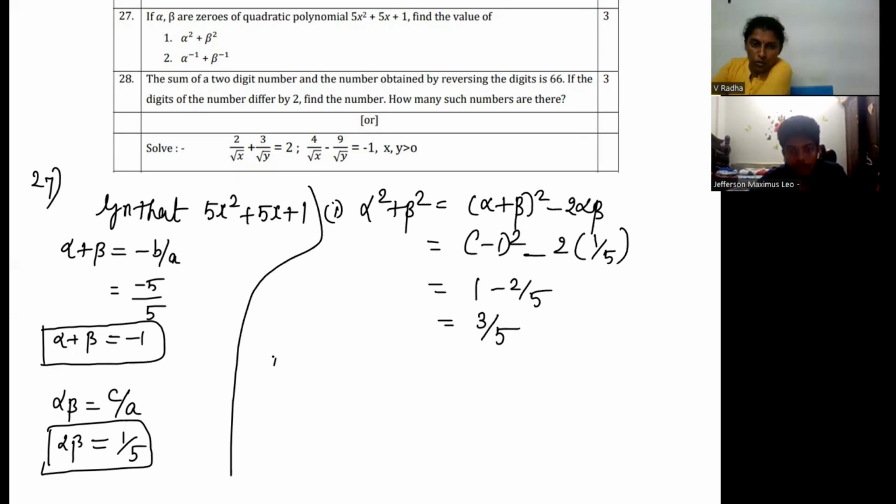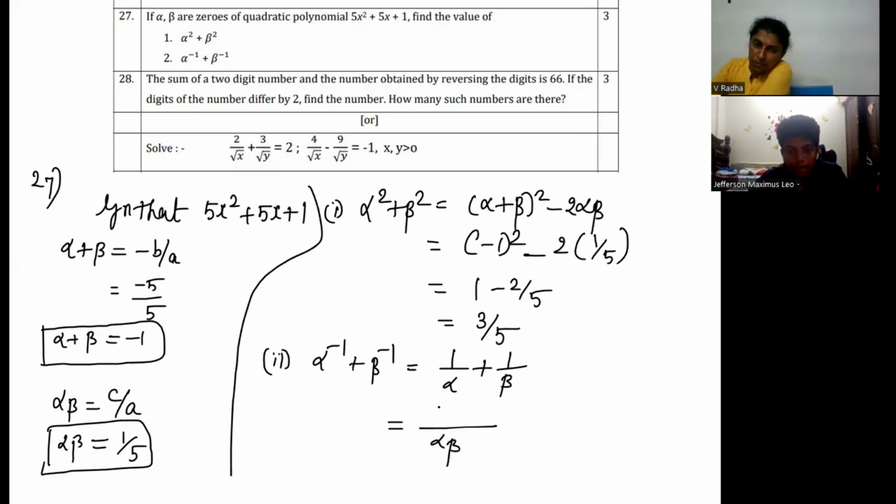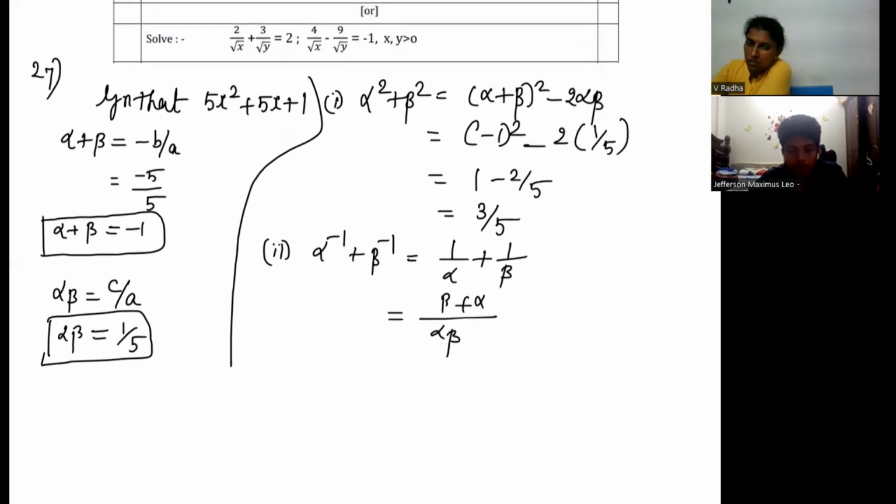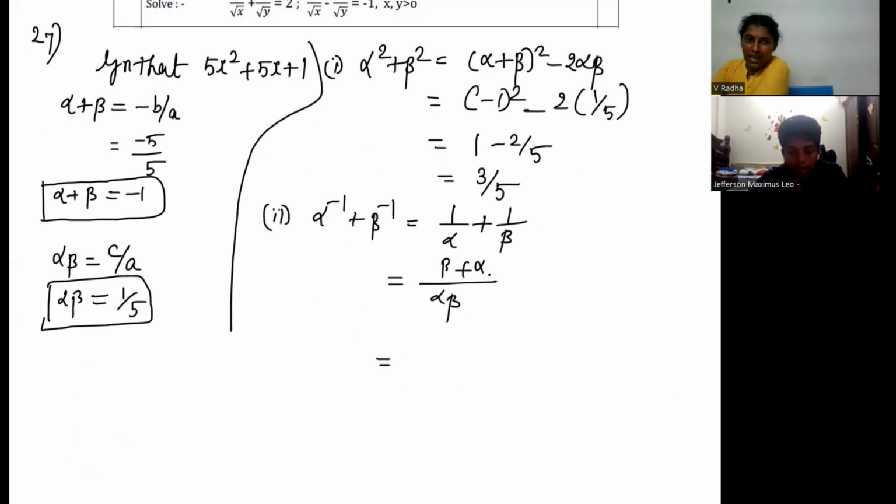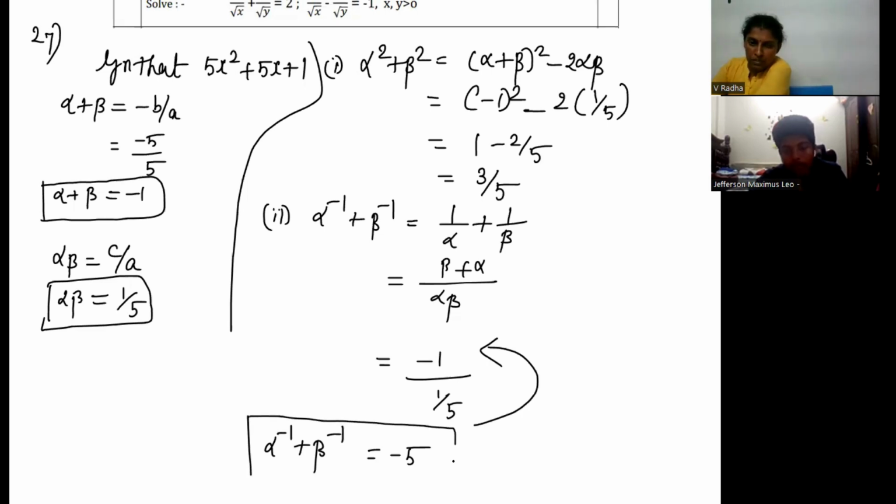Now division number 2: alpha inverse plus beta inverse, that is 1 by alpha plus 1 by beta. Taking LCM here, it is beta plus alpha by alpha beta. Now the numerator is alpha plus beta, the value is minus 1, already calculated above. Alpha beta is 1 by 5, so 5 goes to the numerator. It will be minus 5.